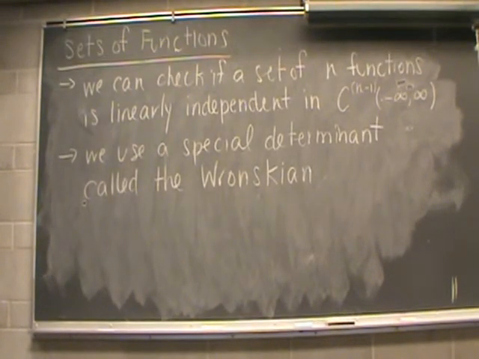For most vector spaces, you can use all of the previous ideas in order to determine whether or not a set is independent or dependent. The only time we're going to run into a little bit of trouble using the other method is for the space of continuously differentiable functions. So for example, if we take C^(n-1) from minus infinity to positive infinity, what do we do for independence and dependence then? Well, we have to use a special determinant, and it's called the Wronskian.